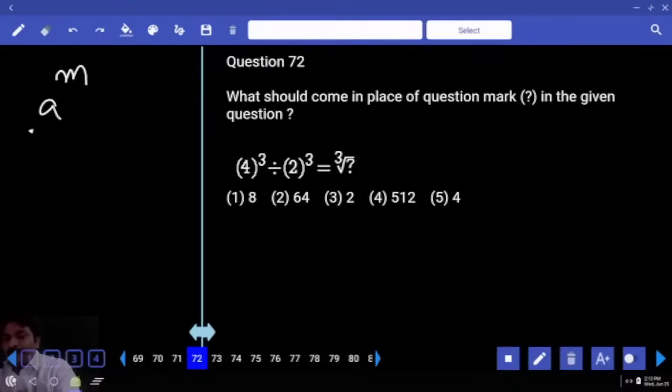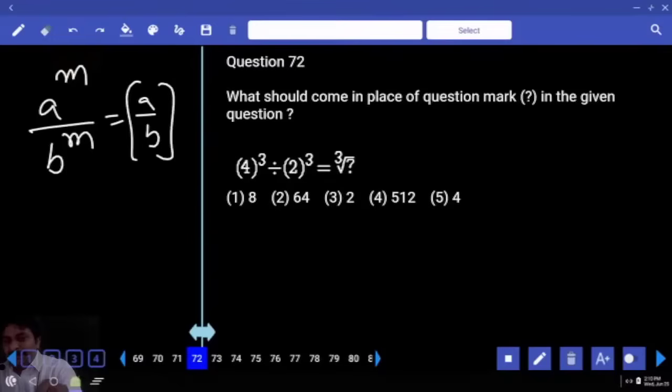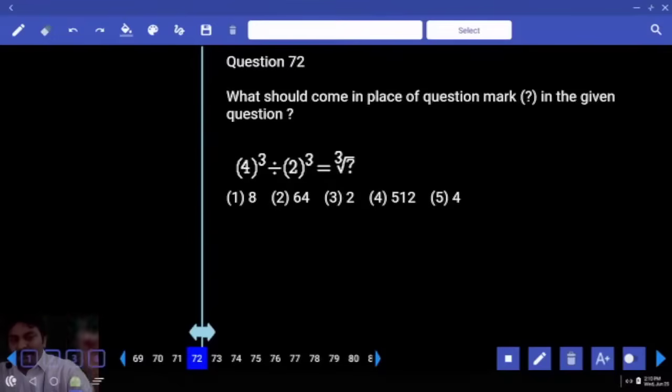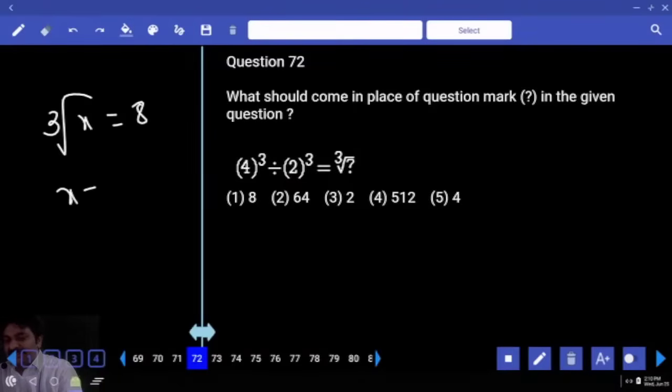a power m by b power m. Can I write it as a by b to the power of m? 4 cube divided by 2 cube, which is 2 cube, which is 8. Cube root of x is equal to 8. X is equal to 8 cube, which is 512. Yes.